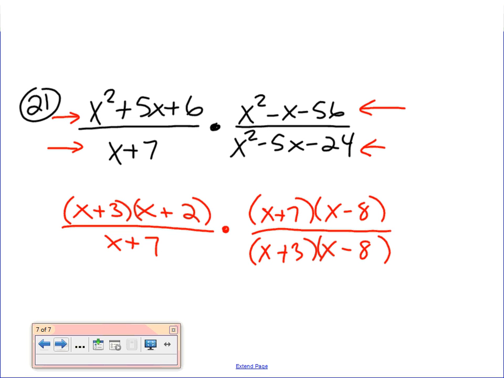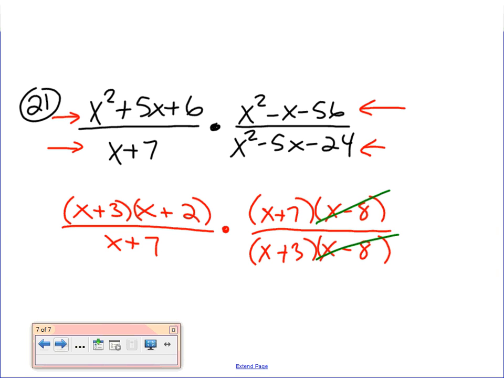Now I can start looking for things to cancel out. So look closely. We can only cancel factors if they share in common both in the numerator and in the denominator. So do y'all see anything we can cancel out here? X minus 8 and x minus 8. Those will cancel out. Anything else?